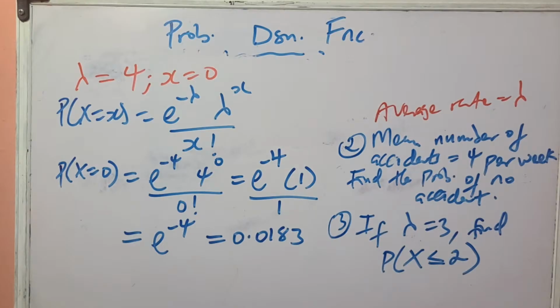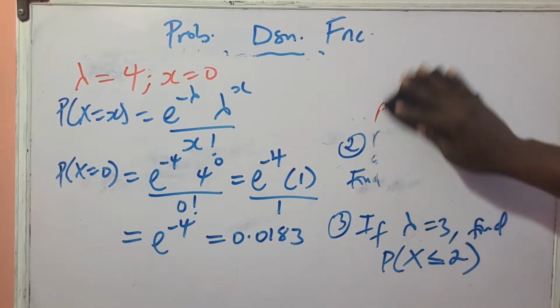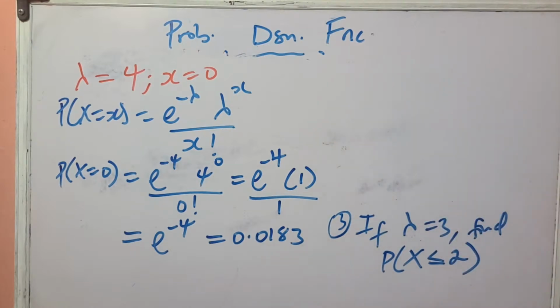So look at the question. If lambda equals 3, find the probability that x is less than or equal to 2. This is something you need to pay attention to. And the major thing is in this phrase, less than or equal to 2. All right, this is the key there.